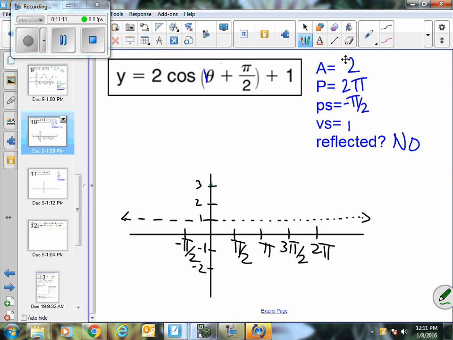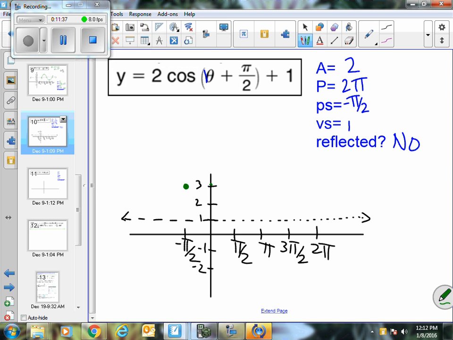Because think about it, initially it would have been at 2, amplitude was 2, so the maximum should have been at 2, but I moved this whole graph up 1, so now it's at 3. So think about amplitude, it should be 2 above where the middle of your graph is. If the middle's at 1, it should be up at 3. Now that's not our final location though, because remember, not only did it go up 1, it goes over pi over 2 to the left.